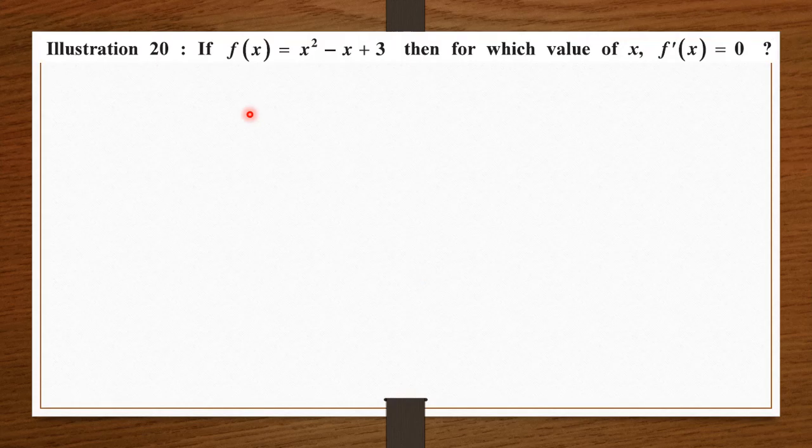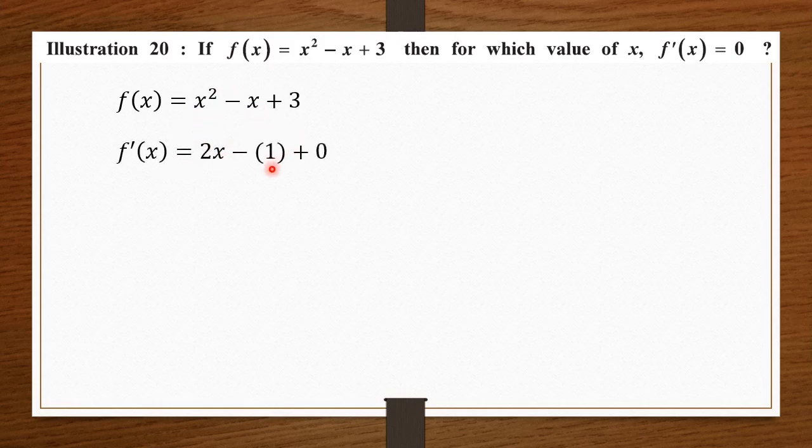Let us take a last sum and then end this tutorial. We have to find f(x) is equal to x square minus x plus 3. Now this is f(x) given, and we have to find the value of x for which f dash x is 0. Okay, now before we think about what is asked, let us just say that f dash x is to be found first. So f(x) is x square minus x plus 3. So when we differentiate it, x square becomes 2x, x remains 1, and 3 becomes 0. So 2x minus 1 is the question.